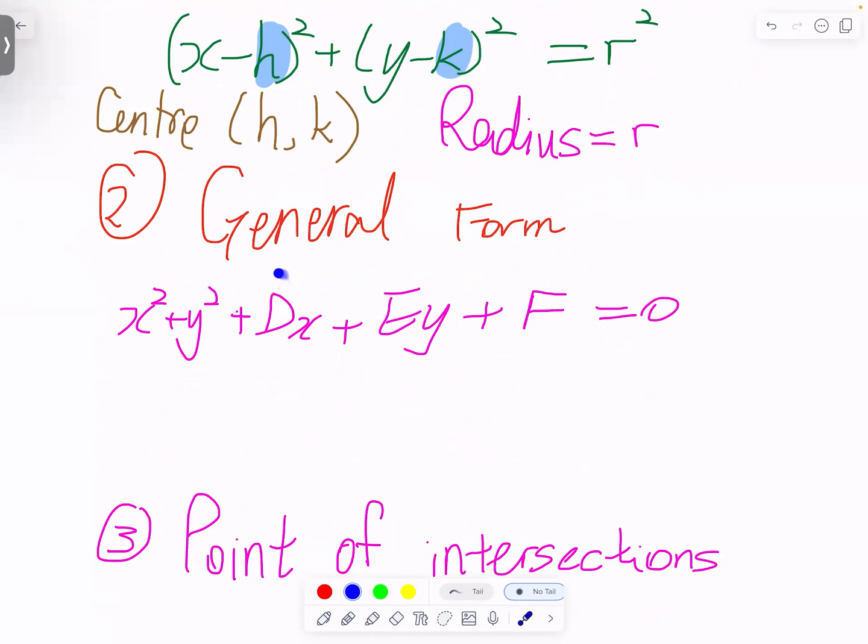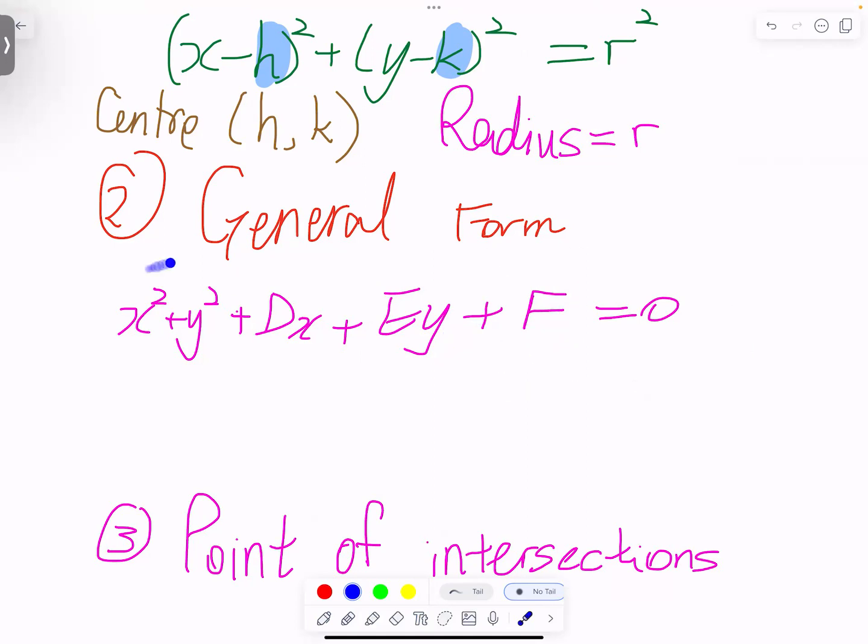D basically means the coefficient of x. Coefficient of x, what does that mean? I'm having a little bit of sore throat, but I still need to shout to do this recording. Coefficient of x means the things next to the x. Coefficient of y means the things next to the y. And the things that have no x and y is called a constant. That's how we use f to represent.